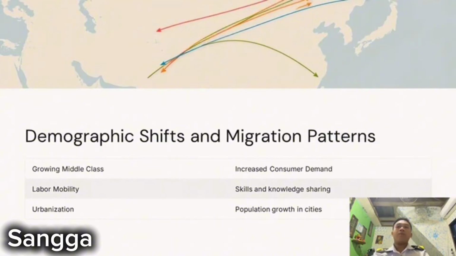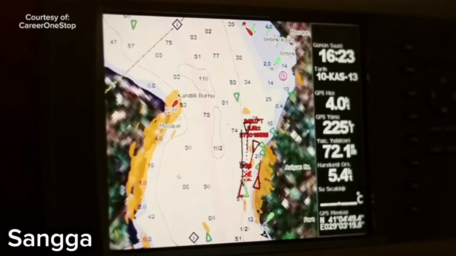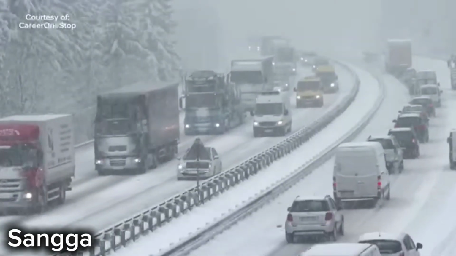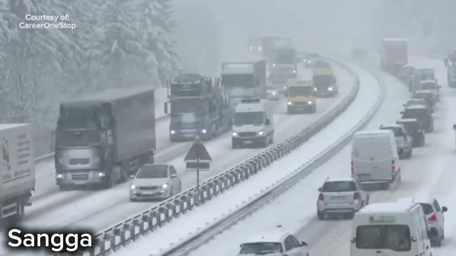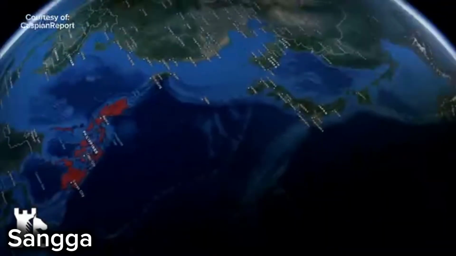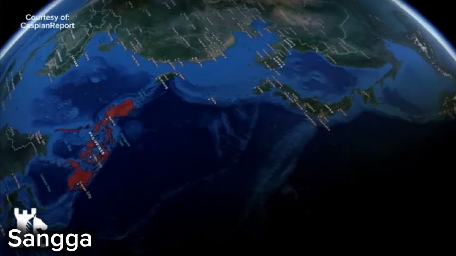Six is demographic shift and migration patterns. Growing middle class, increased consumer demand, labor mobility, skills and knowledge sharing, urbanization, population growth in cities. Seven is geopolitical cooperation and stability. Regional security, reduced conflict and greater stability.